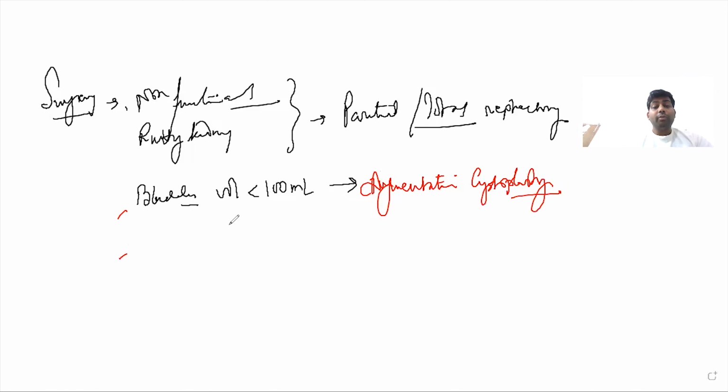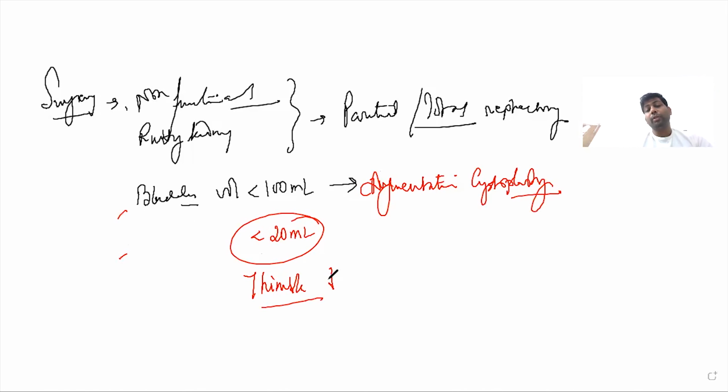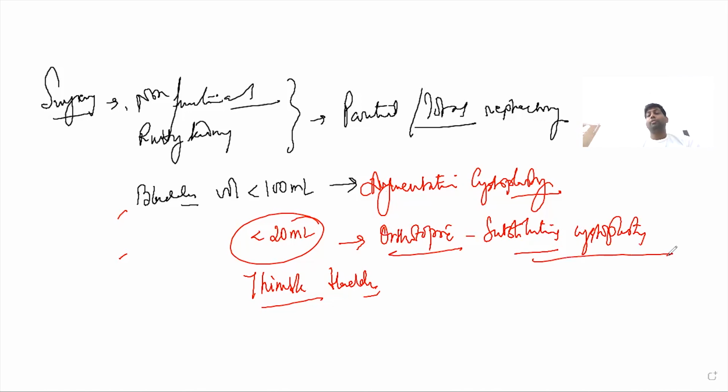But if the bladder volume is less than 20 ml, this condition is known as thimble bladder. In this case, we have to go for orthotopic reconstruction of the bladder, also known as substitution cystoplasty. Very important: augmentation cystoplasty when the bladder is less than 100 ml in capacity; when it is less than 20 ml, we have to go for reconstruction, that is orthotopic or substitution cystoplasty.